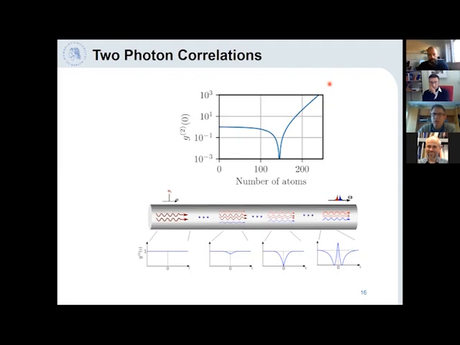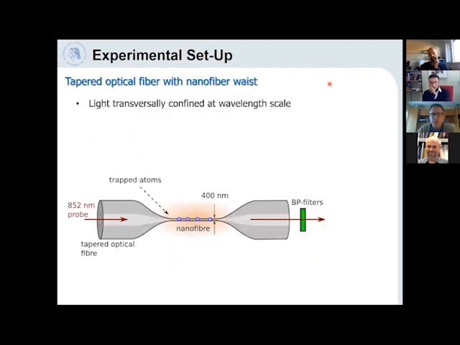Okay, so this means that starting with a stream of uncorrelated photons, we can generate, using such a coupled array of atoms, anti-bunched or bunched light. And the parameter that we have to tune for going from anti-bunched to bunched is the number of atoms, or the OD of the ensemble. Okay, so just a few words about the actual experimental setup.